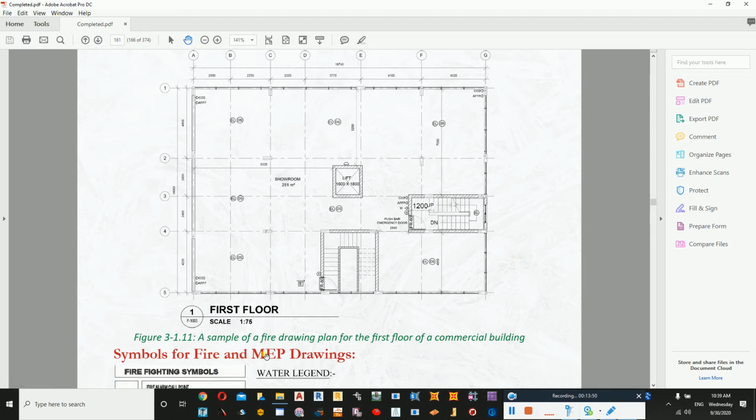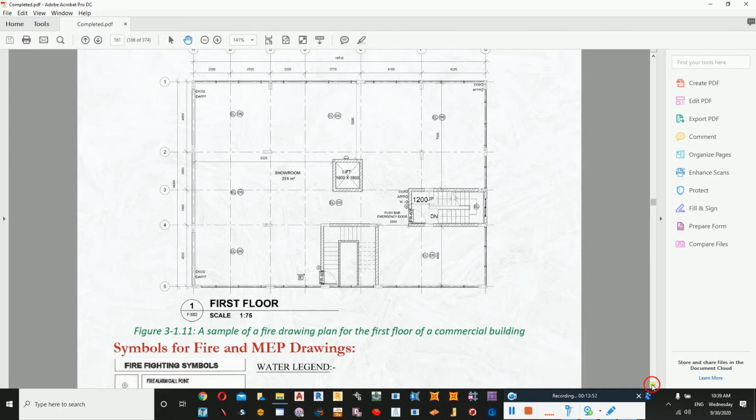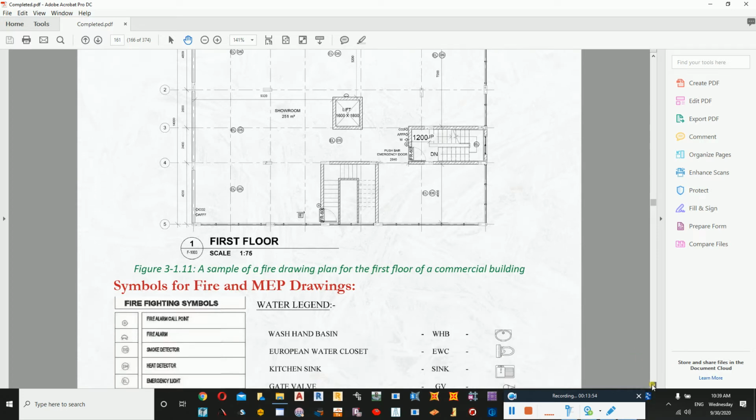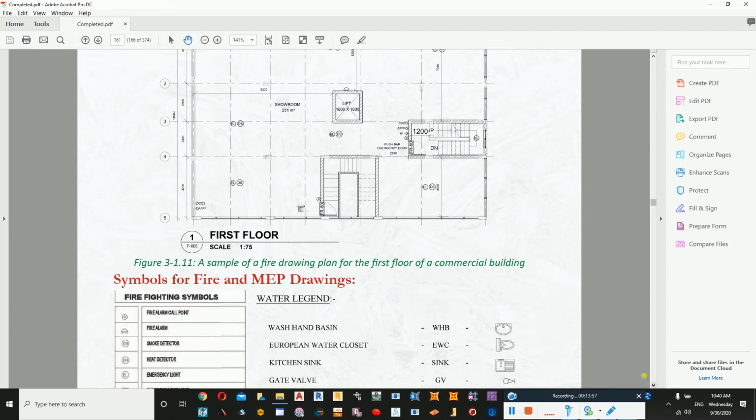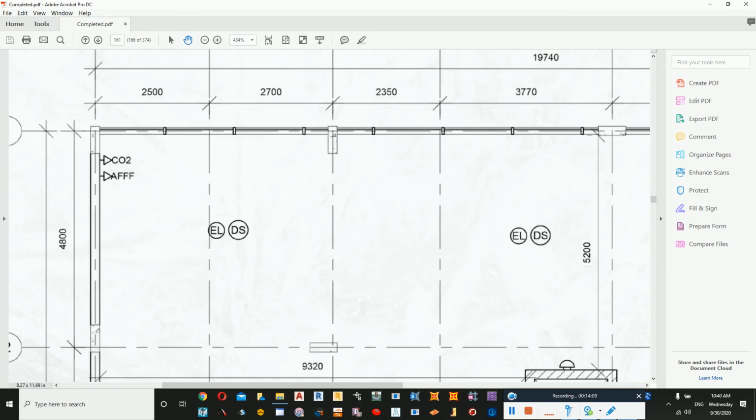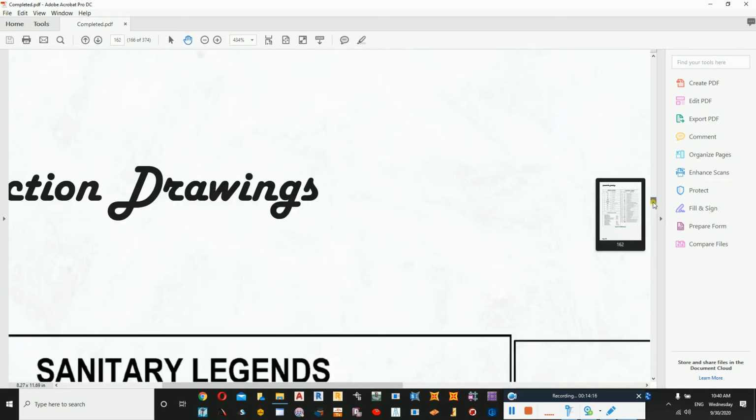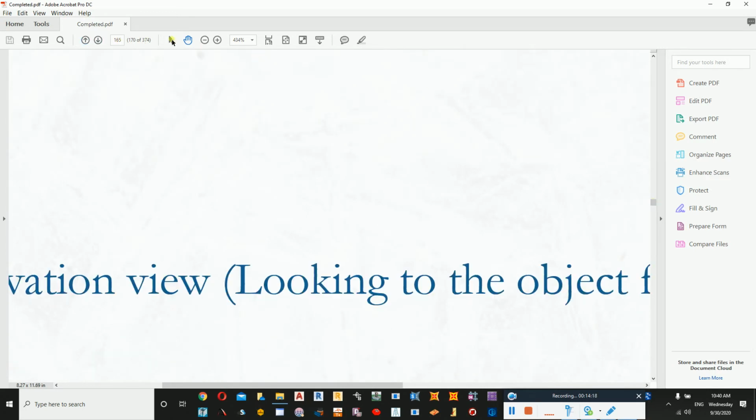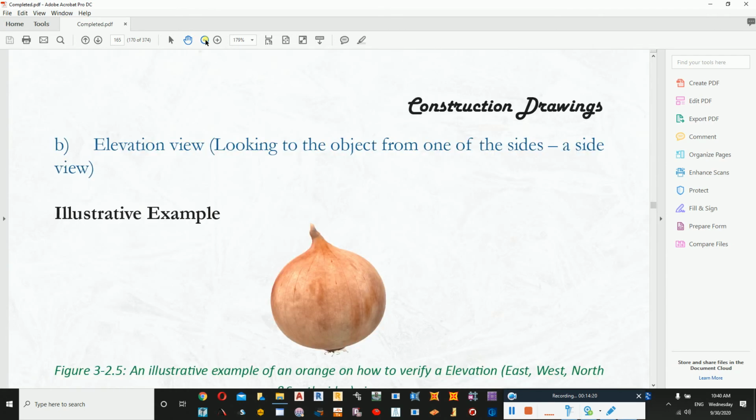Okay. And you can see some symbols have been shown here. So for example, we have here DS, and we have EL. Okay, DS and EL, where you can see them clearly here. We have ES and DS. Okay. So EL is standing for emergency light. If we can go and see here. Emergency light.